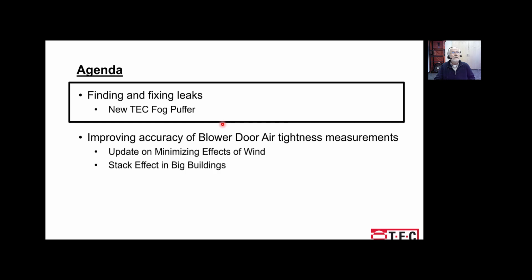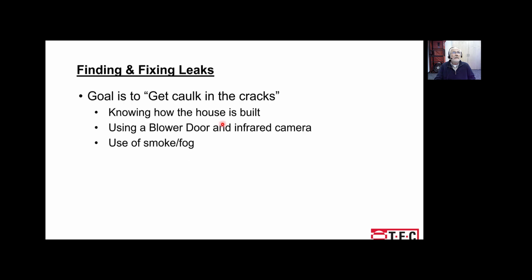But we're going to start by doing a little background, a little history, and the importance of finding and fixing air leaks. When you're fixing leaks, the goal is to get the right person to put the caulk in the cracks and to do it properly so things don't leak. And I think there's three main things that can help you with that.